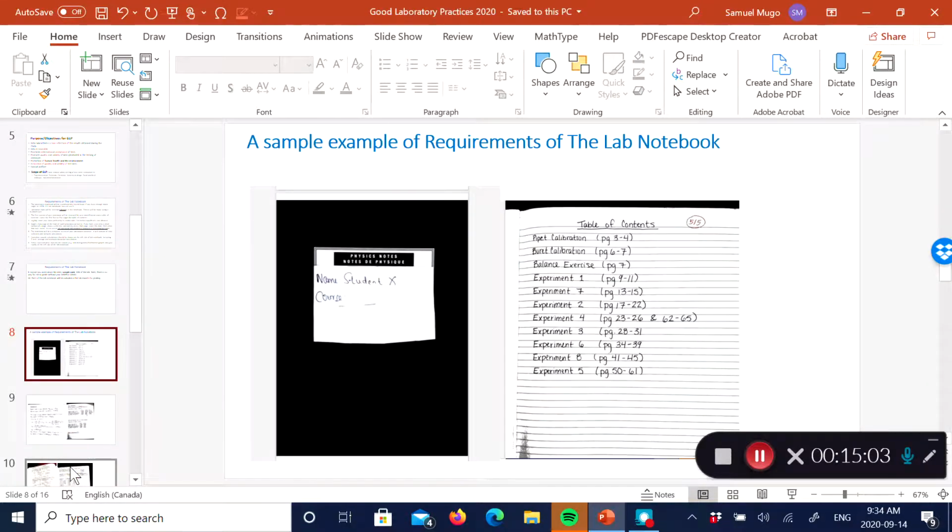Let me give you an example of a sample lab notebook that is fairly well done in terms of good recording. It should look like this. You've got the physics lab notebook. Your name, the course and so on, that is on the hard cover. The first few pages should be the table of contents, and every page should be numbered.